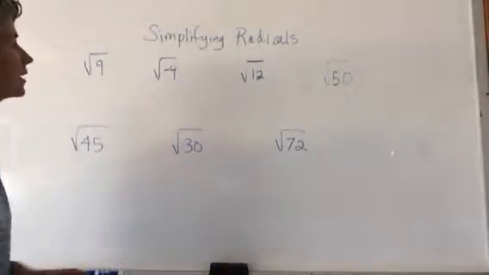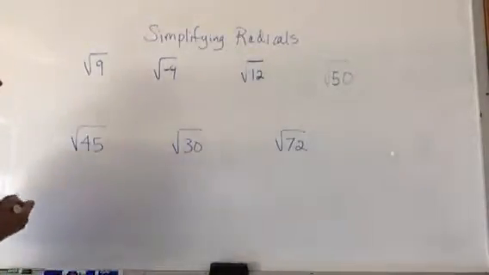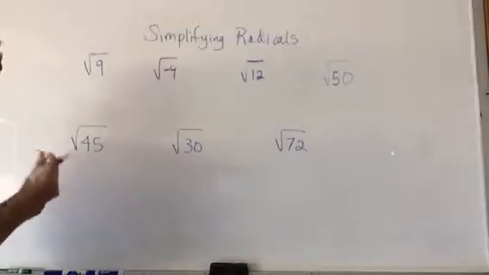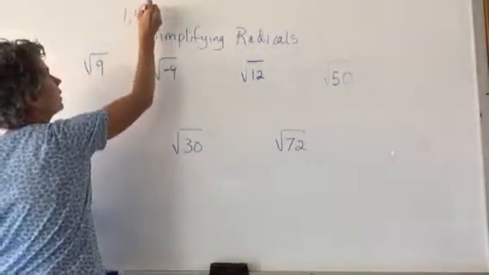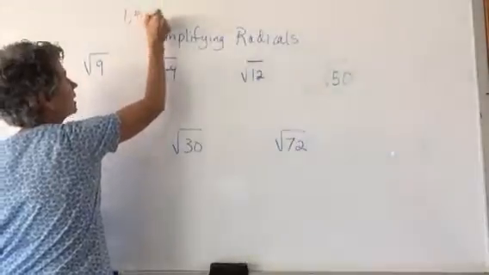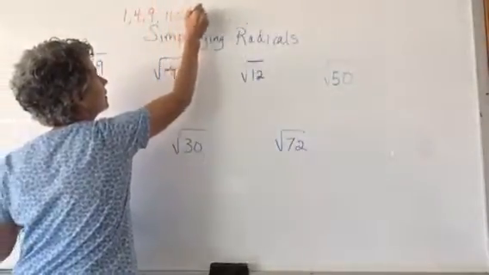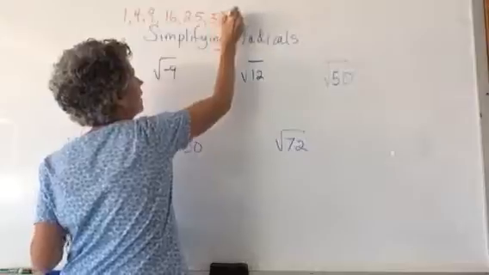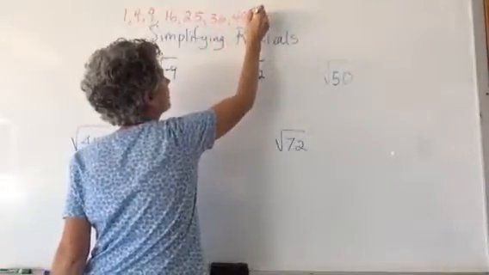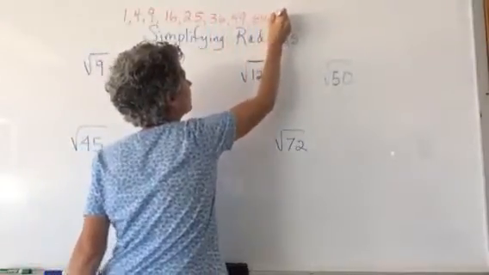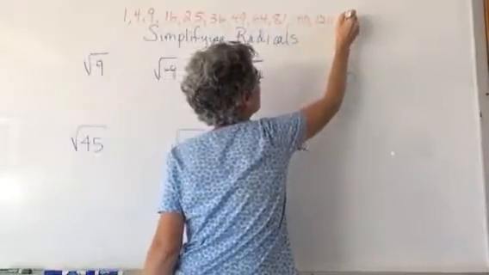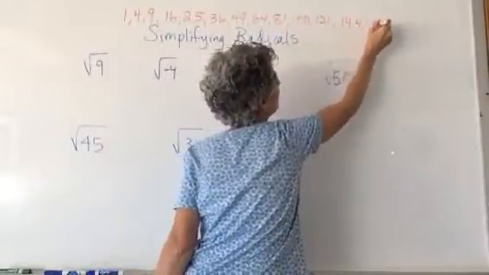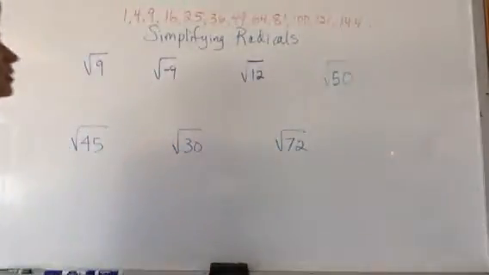When you're simplifying radicals, you want to first look and see if you have a perfect square. Remember those perfect squares? That's a helpful set of numbers to know. 1, 4, 3 squared is 9, 4 squared is 16. You can just make the list like that. I would say go up to at least 144 you should know in your head.